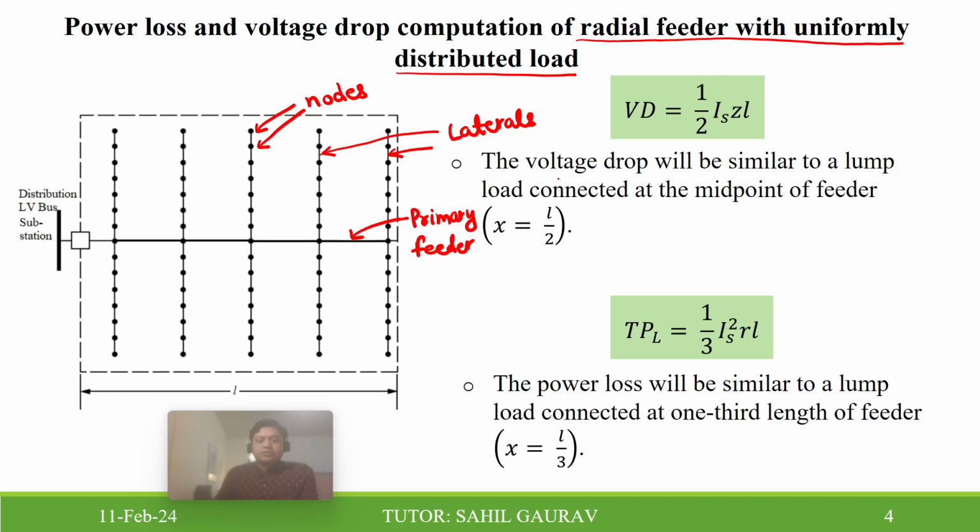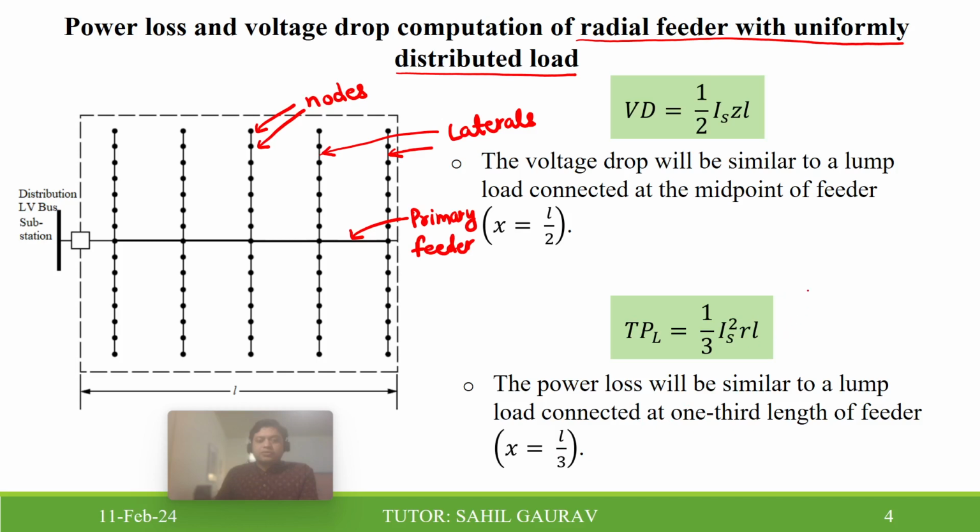The voltage drop will be similar to a lump load connected at the midpoint of the feeder, that is, X equal to L divided by 2. And the total power loss, if you compute it, will come as one third of Is square RL. If you compare with a lump or concentrated load, you can assume that a lump load is connected at one third of the length of the feeder. That means X is equal to L by 3.